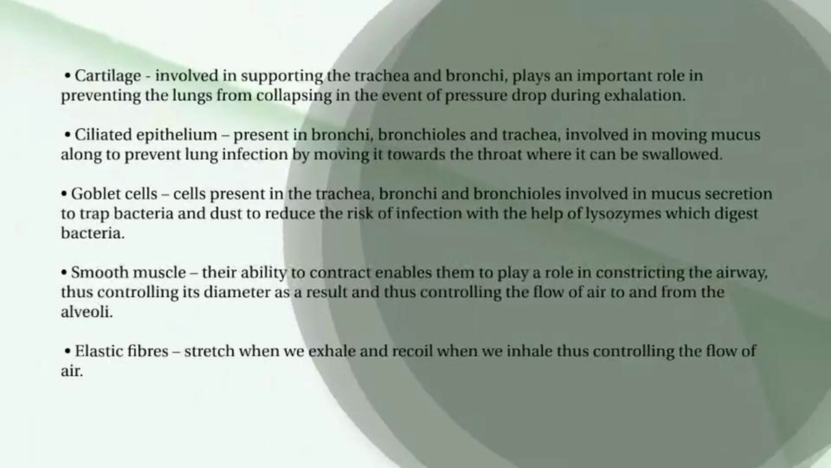Then we have two structural elements, so starting with the smooth muscle. The smooth muscle is important because it's able to contract and allows the lungs to have a little bit of control of constricting the airways, therefore controlling the diameter. So as the muscles contract, you can make the diameter of the airways smaller, or if they relax, make it wider. And therefore you can control the flow of air to and from the alveoli if required.